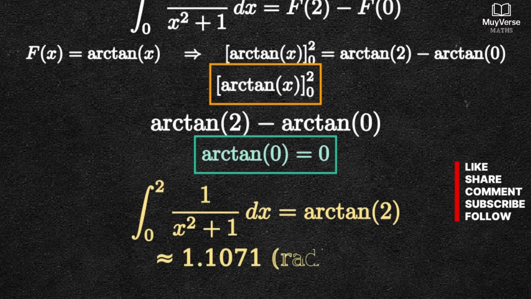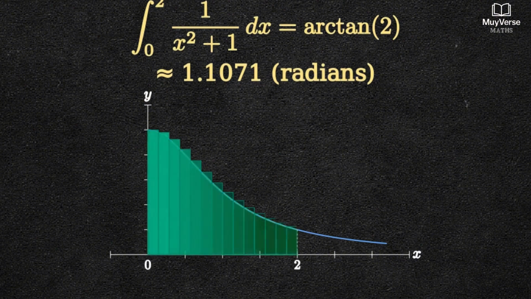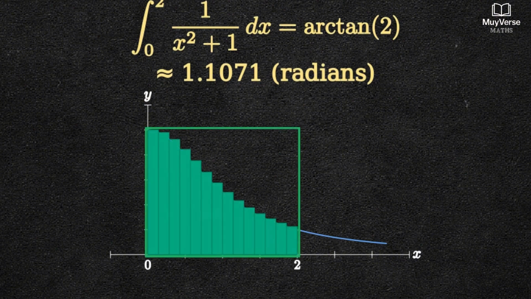For a quick approximation in radians, arctangent of 2 is about 1.1071. This numerical value matches the green shaded area from 0 to 2 under the curve.